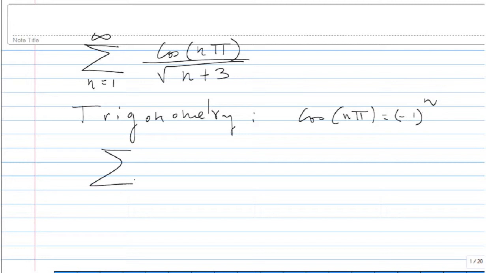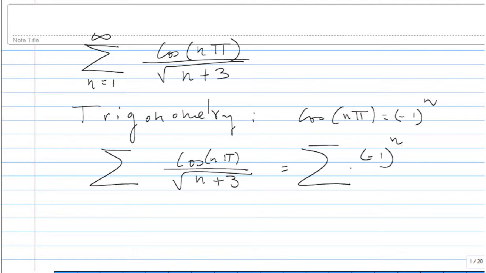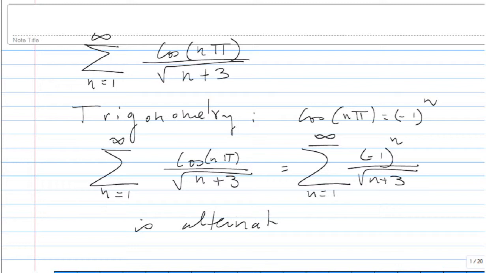So the series cosine n pi over square root of n plus 3 is in fact the series minus 1 to the n over square root of n plus 3. So now we can see that the series is alternating. The sign is alternating.